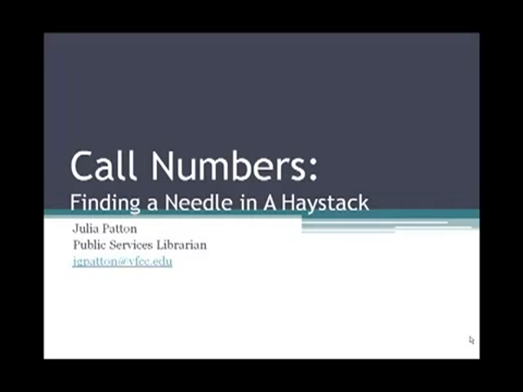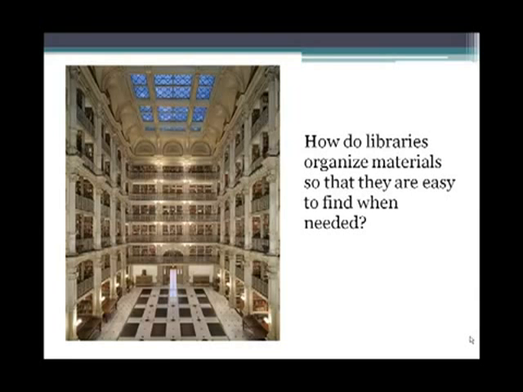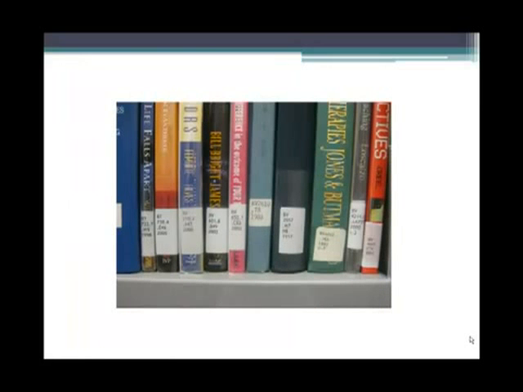Today I'm going to talk to you about call numbers and how you can use them to find things in the library. A library is basically a collection of various kinds of materials. With so many materials, one of the major functions of the library is to organize them into a clear, understandable system so that you, as the user, have easy access to it. And that's why each item, such as each of these books, is given a specific call number.